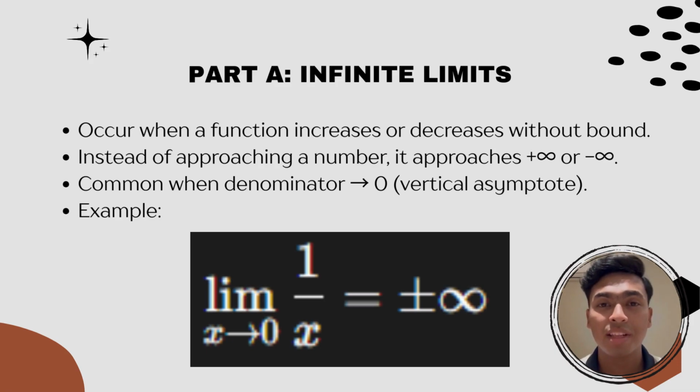An infinite limit happens when a function does not approach a specific number, but instead it increases or decreases without bound. For example, when we look at the function 1 over x, as x gets closer to 0, the values grow extremely large in the positive or negative direction. Usually, infinite limits happen when the denominator approaches 0, which creates a vertical asymptote on the graph.